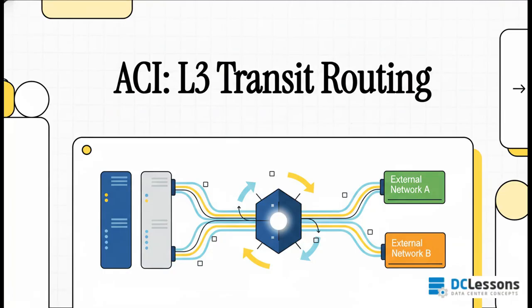Have you ever just hit a brick wall trying to connect two different external networks through your ACI fabric? It's a classic problem. You want ACI to be the heart of your network, but getting it to pass routes between, say, your main data center and a partner network can be a real headache. Well, the answer is a super powerful but often misunderstood feature: Layer 3 transit routing.